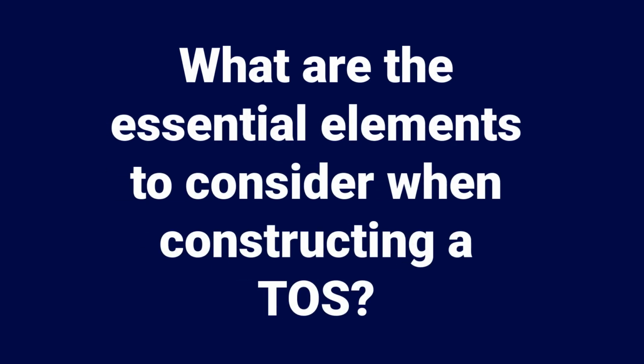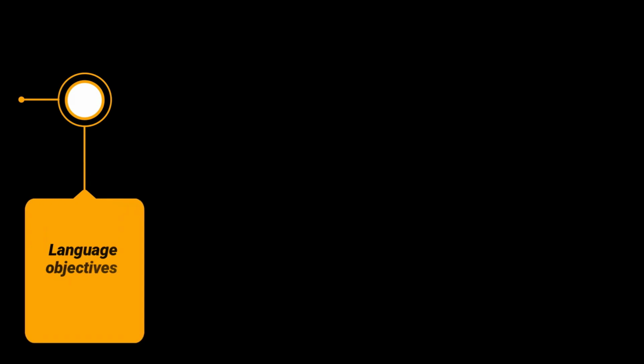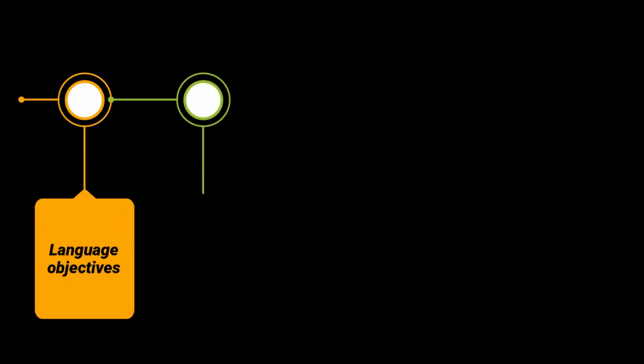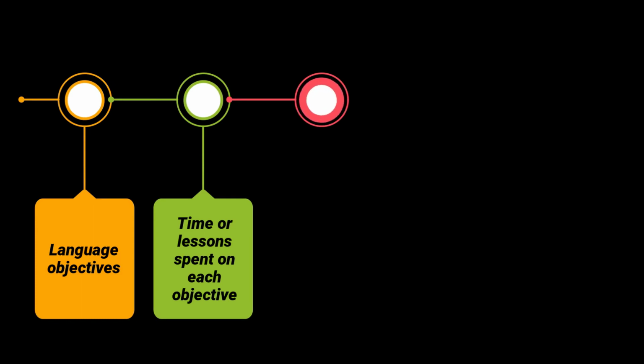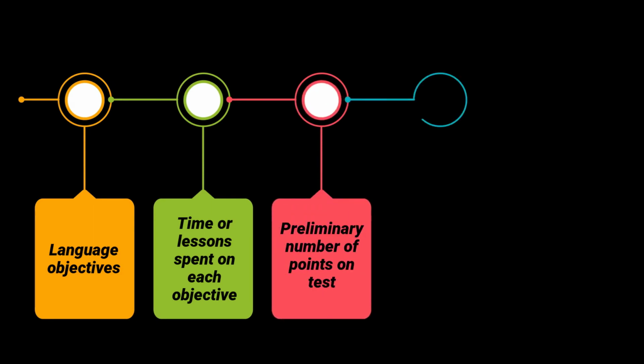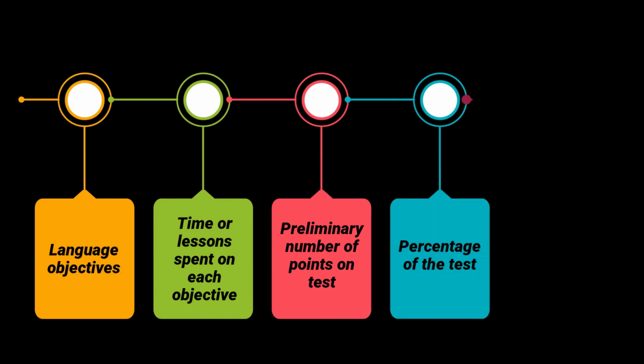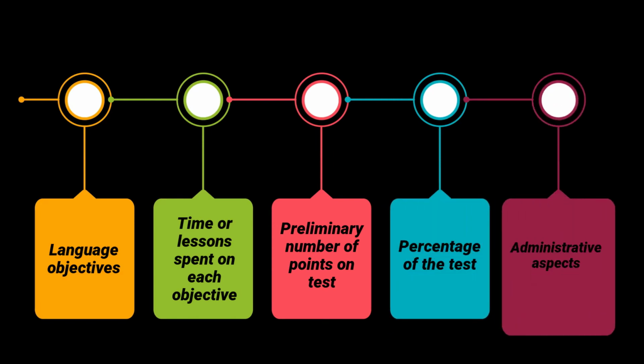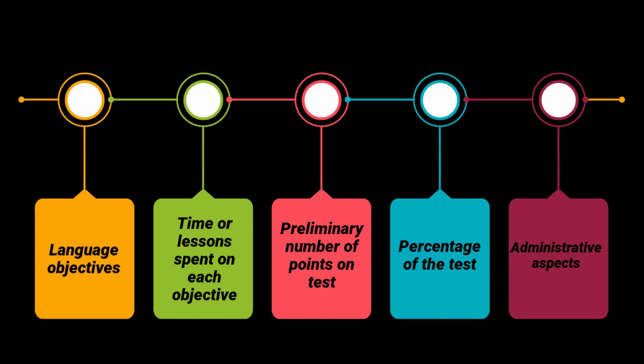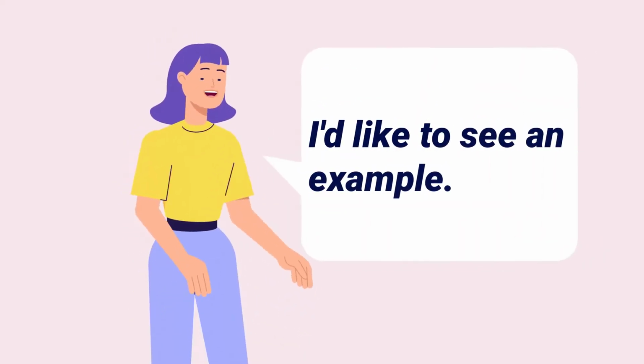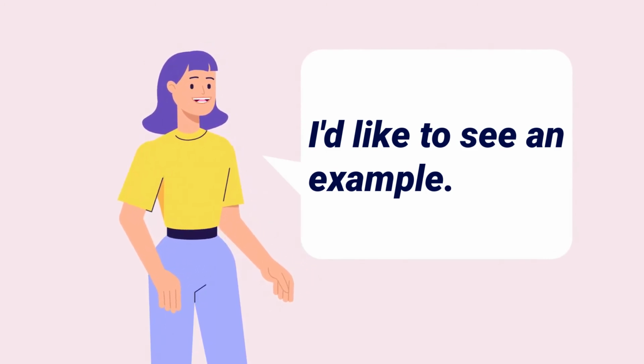Next, Colin focuses on the essential elements to consider when constructing a TOS. To properly construct the TOS, we need to consider the language objectives covered in class, the time or lessons spent on each objective, the preliminary number of points on the test, the percentage of the test, and administrative aspects like the name of the school, name of the teacher, term, worth, type of test, and others defined by the school. Angela is clear so far, but now wants to see a concrete example of a TOS.